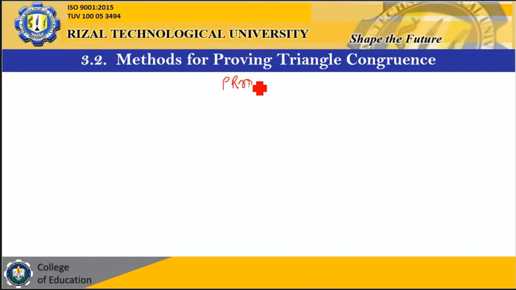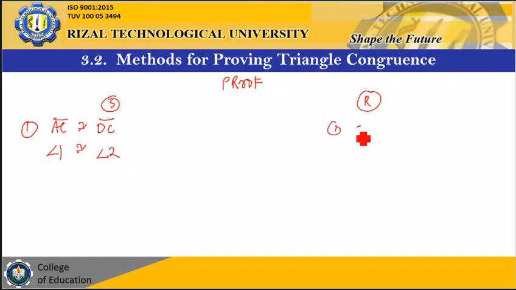Let's have our proof. So these are our statements and these are our reasons. So number 1, from the given, we already know that segment AC is congruent to segment BC. Okay, and I can also write that angle 1 is congruent to angle 2. Okay? These are the given. Next.